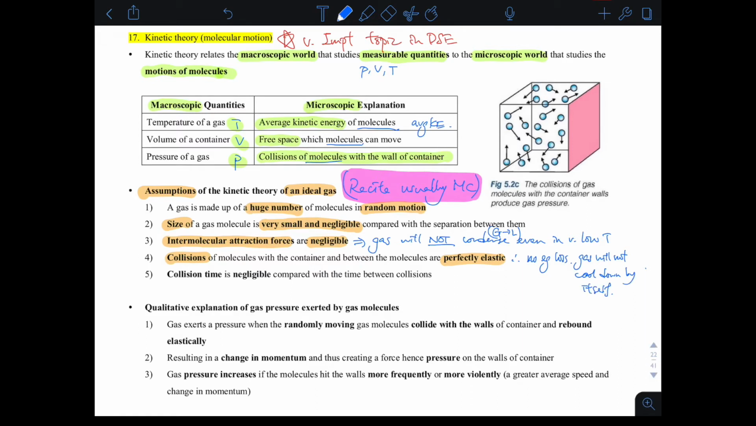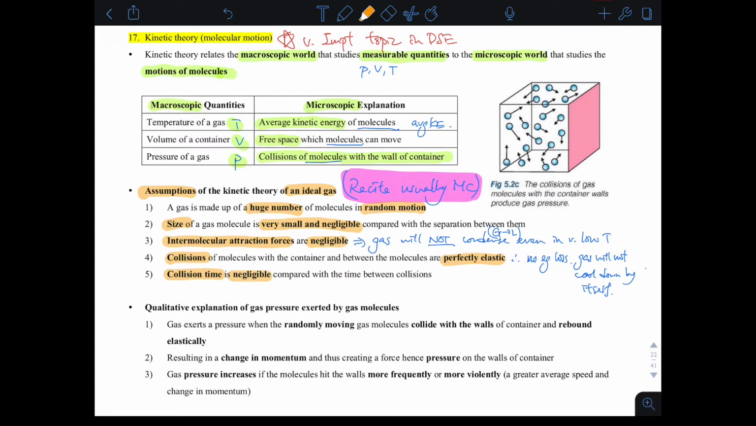That means the gas will not cool down by itself. So if the gas is at 100 degrees and you keep it in a container, it will be kept at 100 degrees. If there is no energy loss to the surrounding, it will not automatically cool down itself.